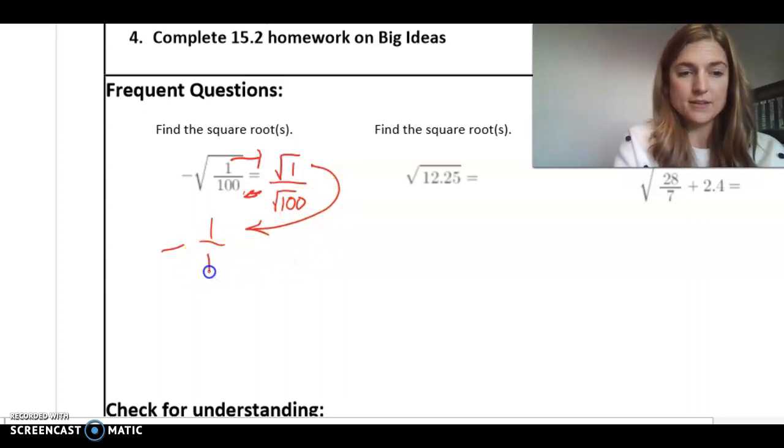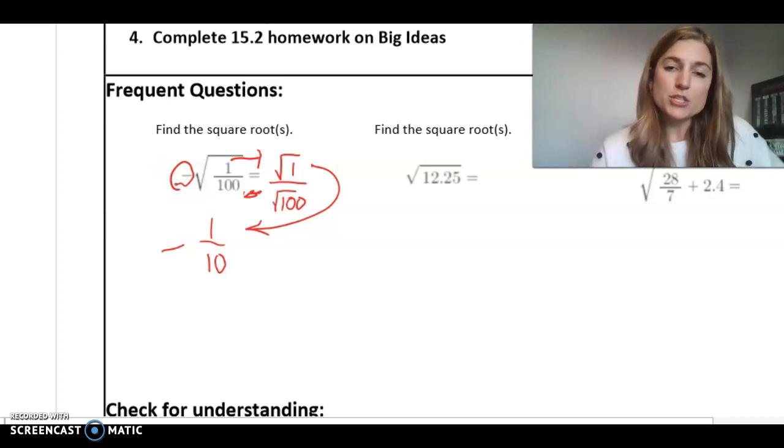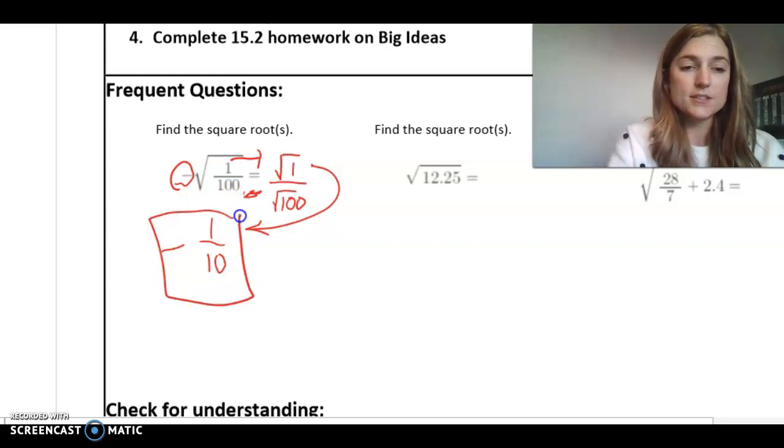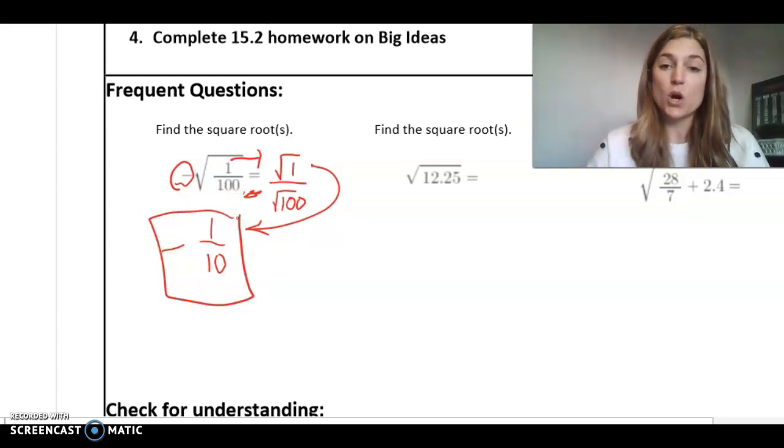And that is 10. This negative sign on the outside, I want you to make sure that you are aware that that just tags along in your answer no matter what, since it is on the outside. So your answer will always be negative, -1/10.